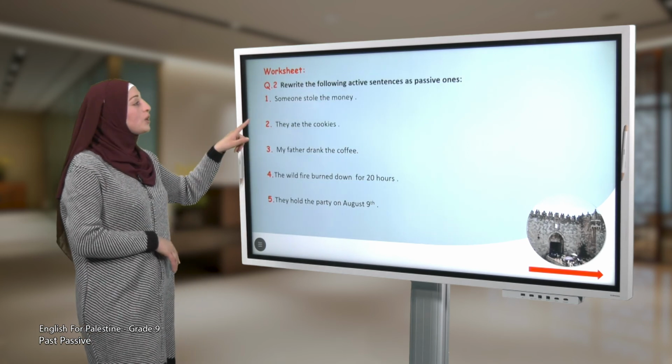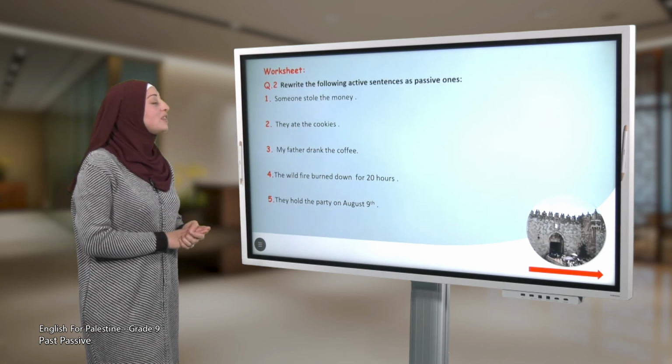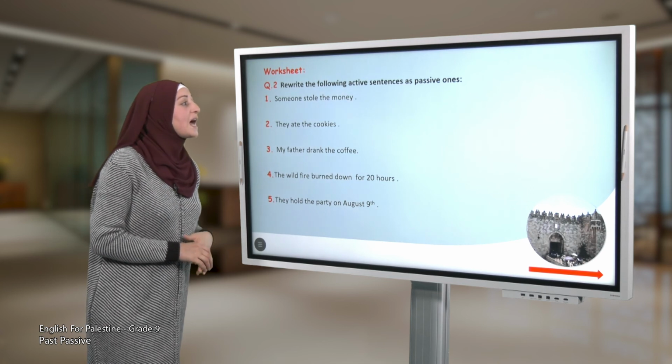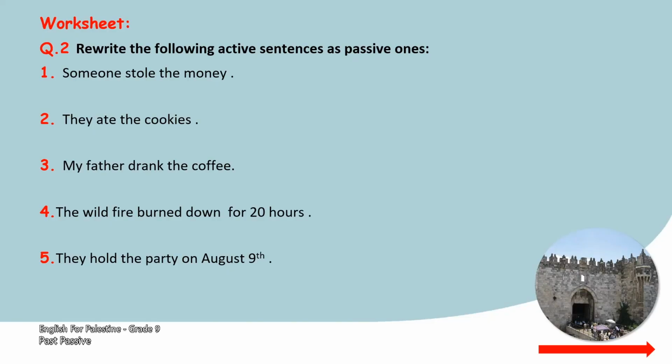According to the second question, you have to rewrite the following active sentences as passive ones. Number 1, someone stole the money. Number 2, they ate the cookies. Number 3, my father drank the coffee. Number 4, the wildfire burned down for 20 hours. And number 5, they hold the party on August 9th.